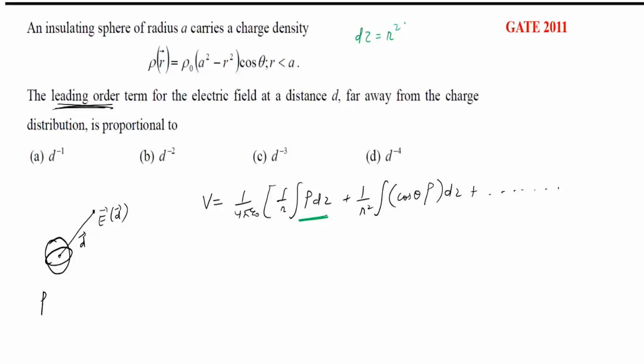Sin theta. Sin theta. dr d theta d phi. Right. Yes. So if I try to integrate rho d tau, then you can substitute the expression of rho, that is rho naught (a square minus r square) cos theta r square sin theta dr d theta d phi.